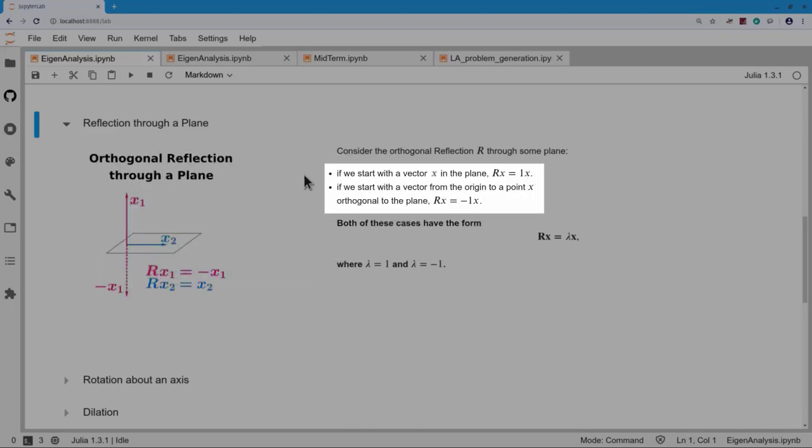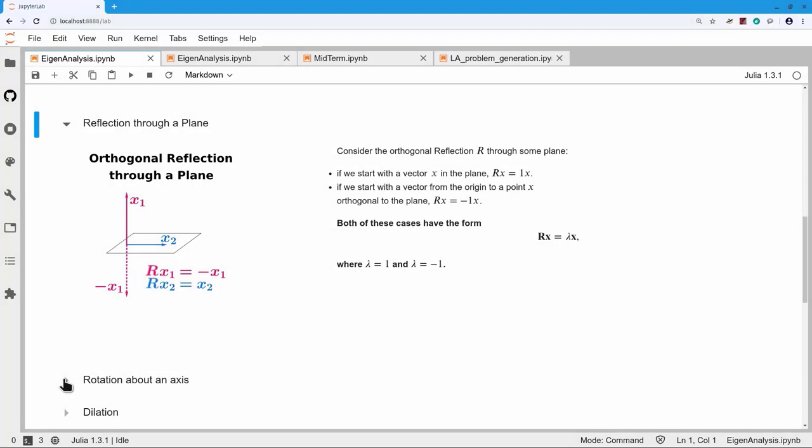And as a consequence, if I start with that vector in the plane, Rx is 1x. If I start with a vector from the origin to a point orthogonal to the plane, Rx is minus x, that is minus 1 times x. And both of these cases have the form Rx = lambda x. And this time, the constant lambda is equal to, in one case, plus 1. In the other case, it's equal to minus 1.